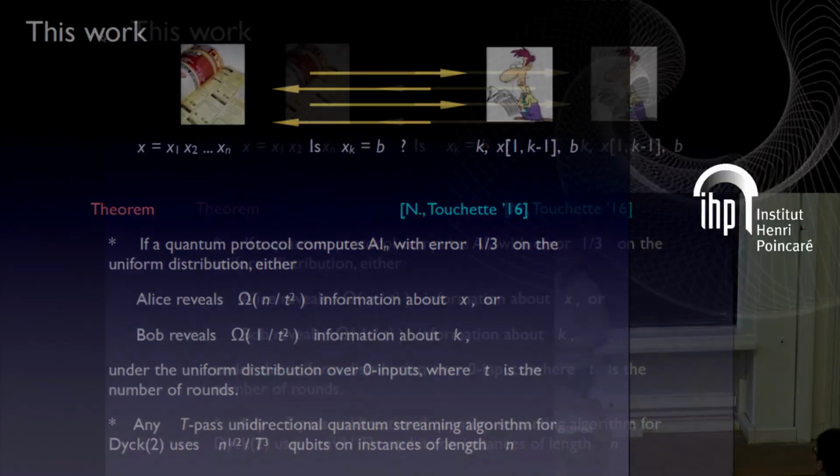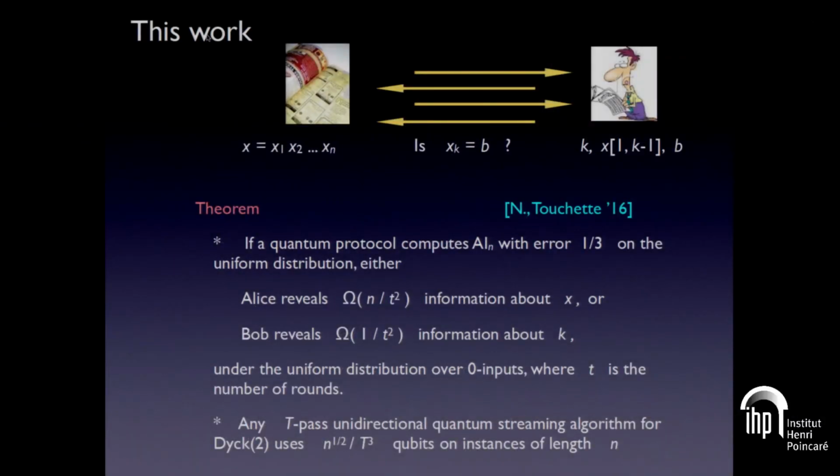I'm going to talk about a similar result in the setting of quantum communication. So the result is the following. Let me just say it's a bit informal out here, but as we go along, I'll try to make things, one concept formal at a time. So let's say you have a quantum protocol that solves this augmented index problem.